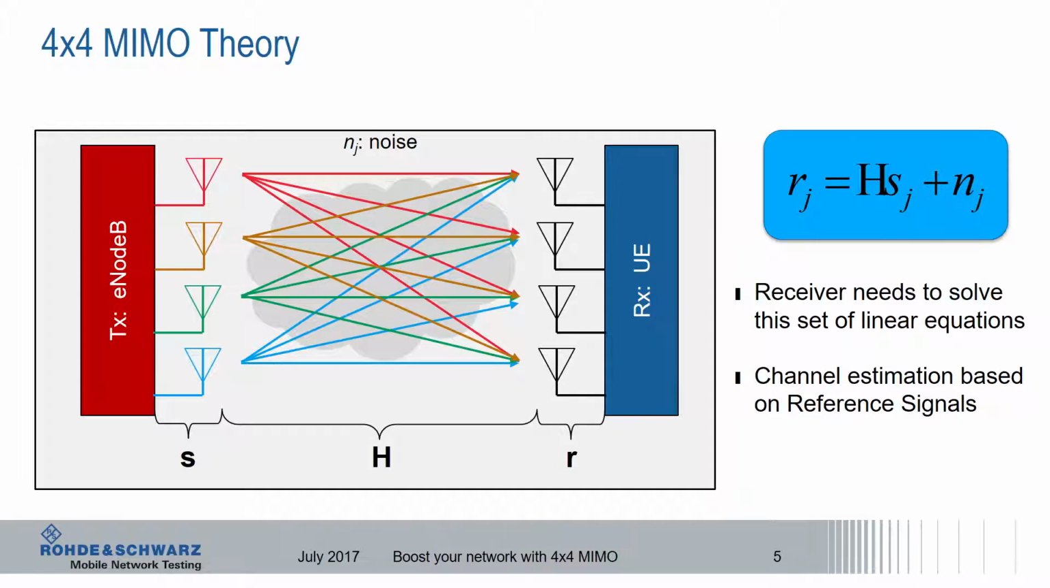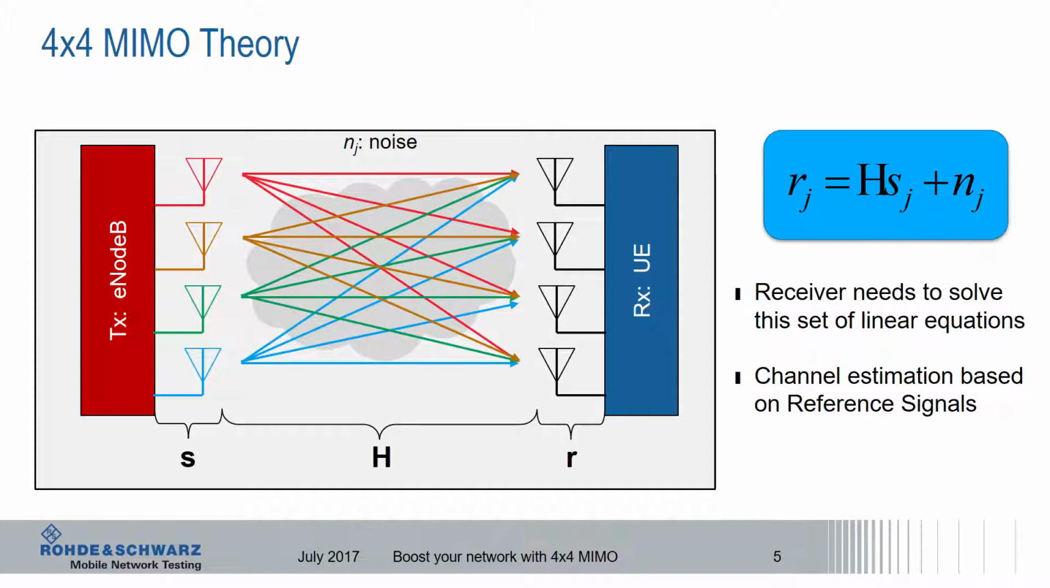4x4 MIMO, and now a little bit of theory. You see on the left side the base station with its 4 transmitters and the send signal S. And on the right side you see the UE with the 4 receive antennas and the receive signals R. In the middle you see the channel, and there are 16 paths. Each of the transmit antennas has a channel path towards each of the receive antennas. So 16 paths for 4x4 MIMO.